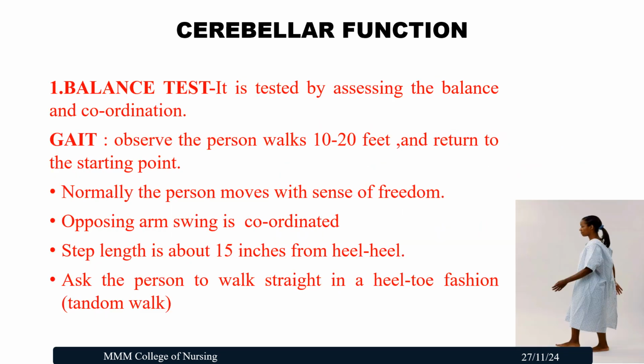Coming to the cerebellar functions. Here first we need to check the balance test, which means the gait. It is tested by assessing balance and coordination. For the gait, observe the person walking 10 to 20 feet and returning to the starting point. Normally the person moves with a sense of freedom. Opposing arm swing is coordinated, and step length is about 15 inches from heel to heel. Ask the person to walk straight in a heel-toe fashion and tandem walk.